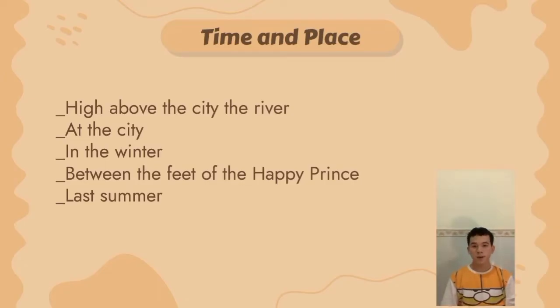First, let us talk about the time and place. After reading the story, I have written out many lines that indicate the place and time that the story took place in. Please take a look at the slide together. High above the city, the river, and the city in the winter, between the feet of the Happy Prince and last summer. All of these phrases and lines indicate the time and place that the Happy Prince story took place in.